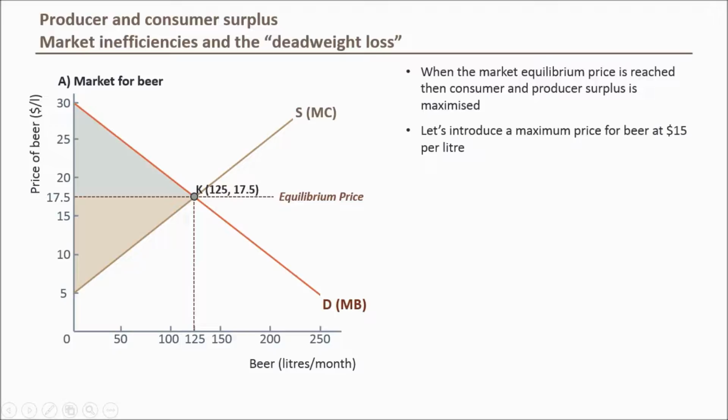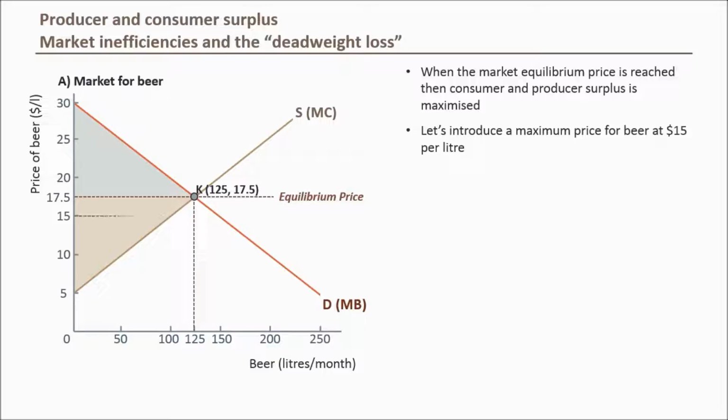Let's now introduce a maximum price for beer at $15 per litre. The government might want to introduce a maximum price for a certain good or service if they feel that the market or society would benefit from such a price ceiling or restriction. Perhaps the market for beer is not the greatest example for introducing a maximum price policy. In the real world, we often find maximum price restrictions for goods such as bread or rental income, or other basic goods or services which are considered critical to maintaining a functioning society.